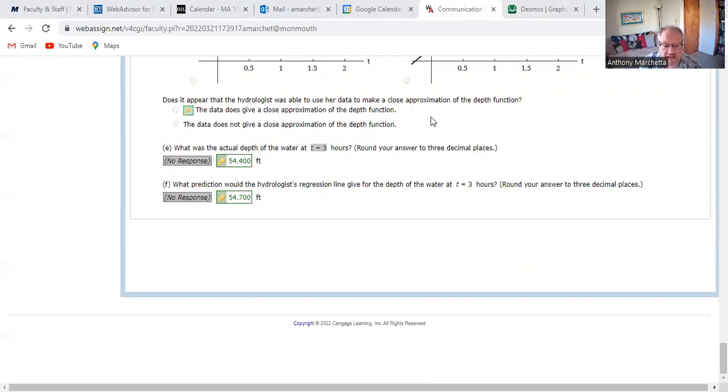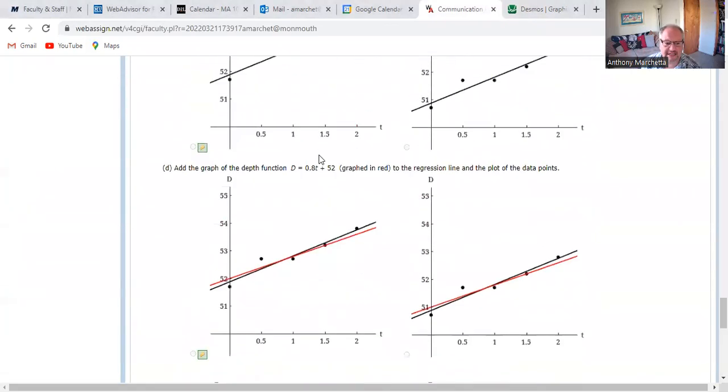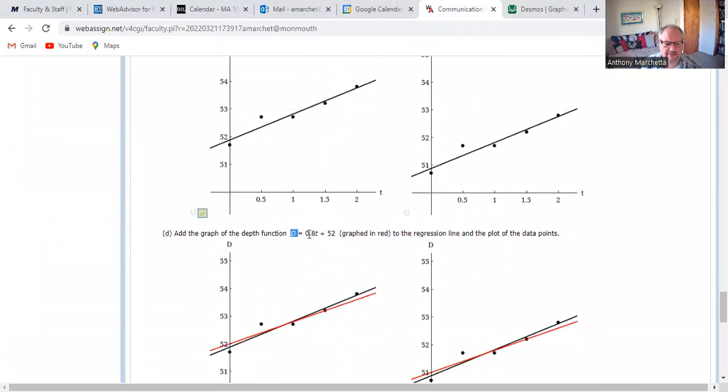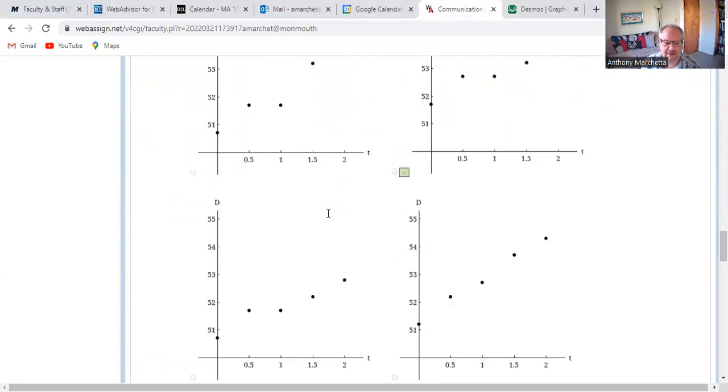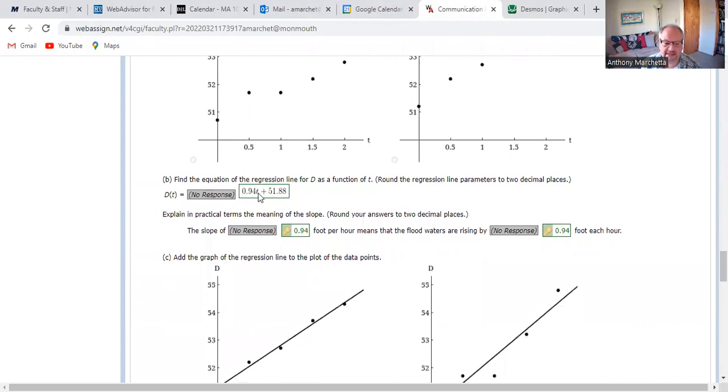Then, what prediction would the hydrologist regression line give for the depth of water at T equals 3 hours? Round your answer, and it's 54.7. That's what would happen if the hydrologist line is being used versus the original line. So this number, 54.4, you'll get if you put 3 into the formula that was given all the way in the beginning, which is right here. And if you put 3 in the regression line formula, which is this, then you'll get the other value.